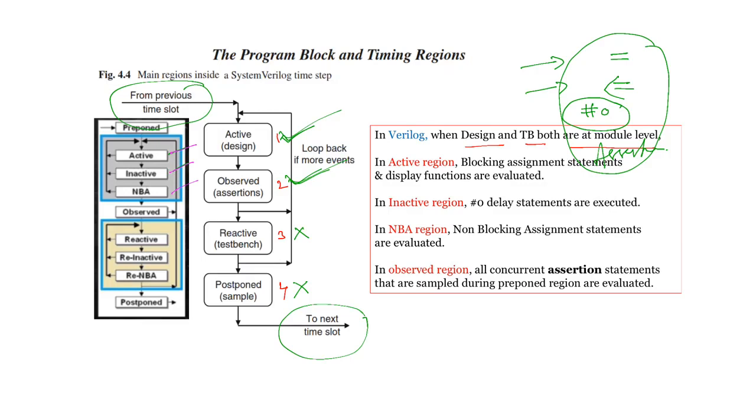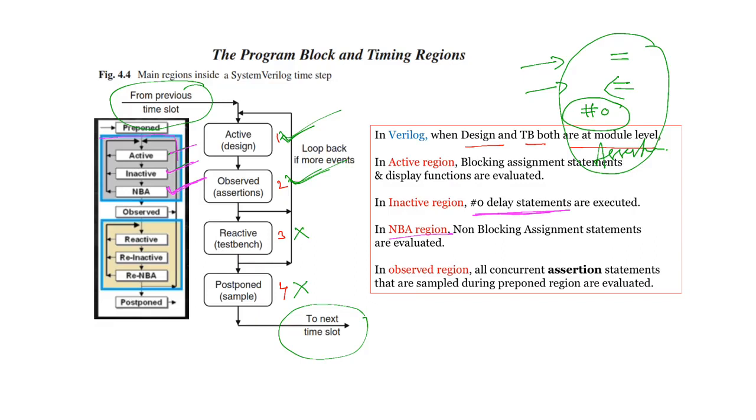In the active region, blocking assignment statements and display functions are evaluated. That means $display and $monitor are going to be executed within the active region. So blocking statements and display functions are executed in the active region, and zero delay statements are executed in the inactive region. And the NBA region, NBA stands for non-blocking assignment statements. The non-blocking assignment statements are going to be executed in the NBA region.